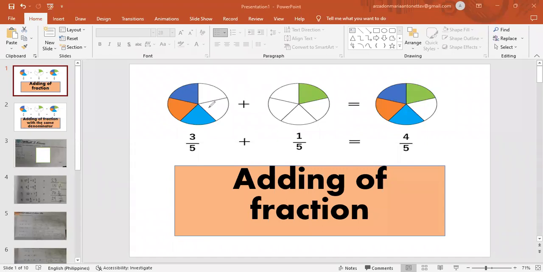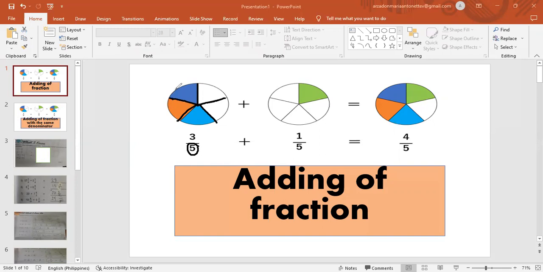So we have here the picture of a circle, and we have a circle with 5 parts. 1, 2, 3, 1, 2, 3, 4, 5. So, in total, we have 5 parts of a circle, and that is our denominator.